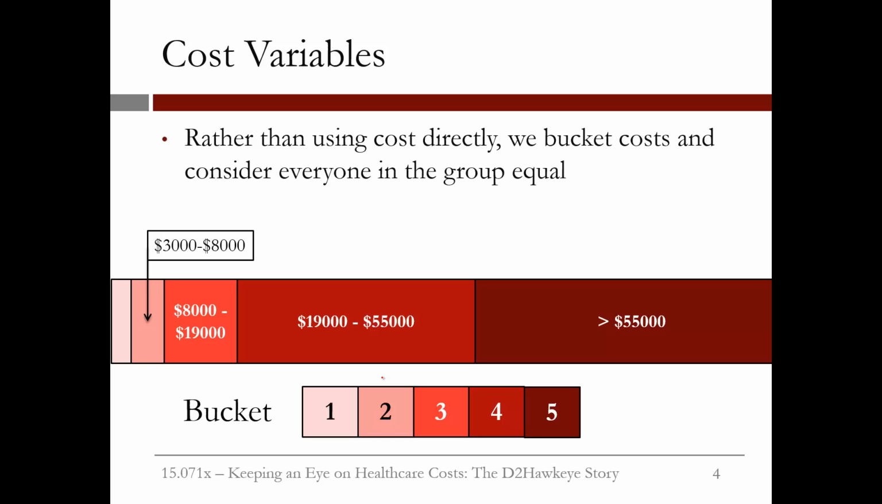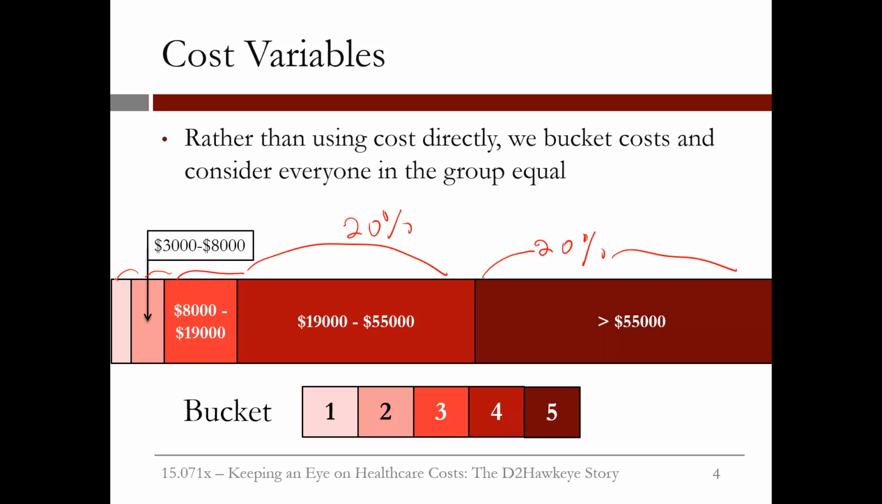An important aspect of the variables were the variables related to cost. So rather than using costs directly, we bucketed costs and consider everyone in the group equally. So we defined 5 buckets. So the buckets were partitioned in such a way so that 20% of all costs is in bucket 5, 20% is in bucket 4, and so forth.